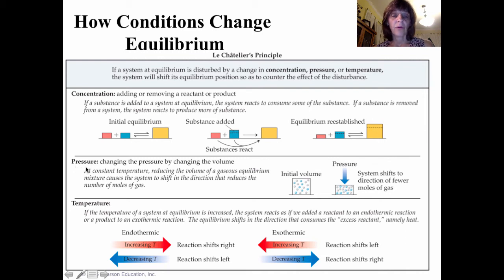Pressure. If you change the pressure by changing the volume, now this only impacts gaseous systems. So if you increase the pressure, you can think of that as increasing the concentration. And you're going to shift the reaction to reduce that pressure. And it will shift in a way that will favor whichever side of the reaction has fewer gas molecules. So lower number of total gases is favored with higher pressure, and higher total gas molecules is favored with low pressure.